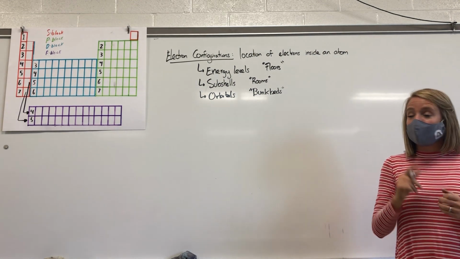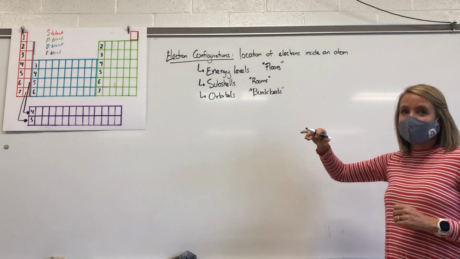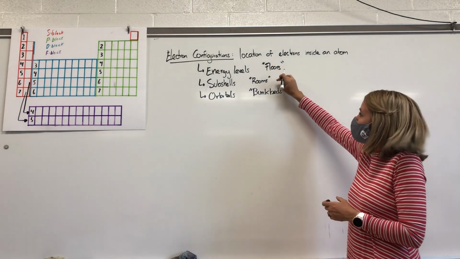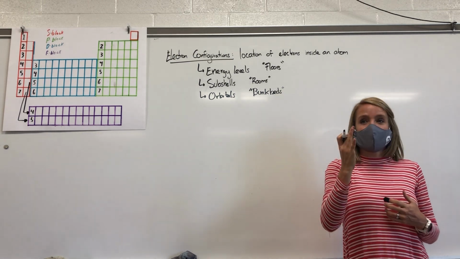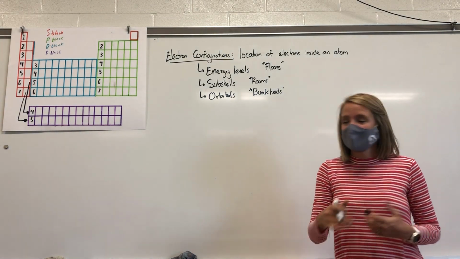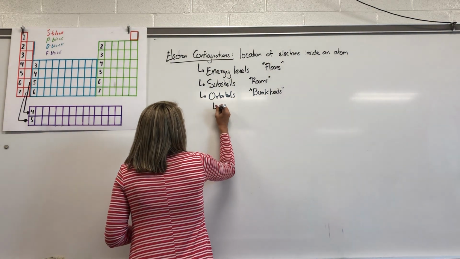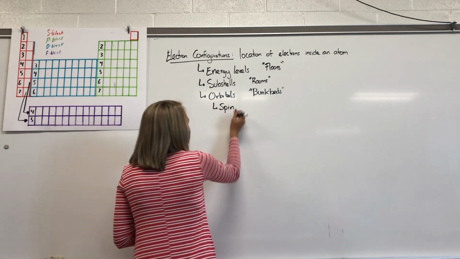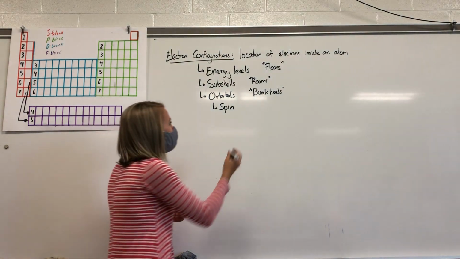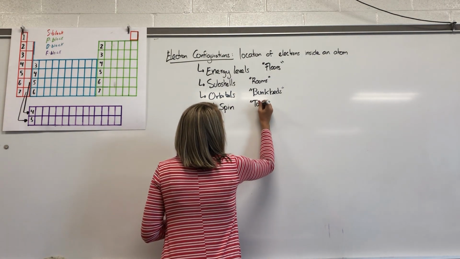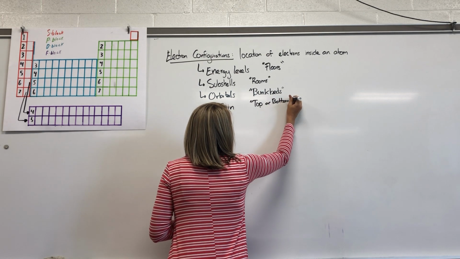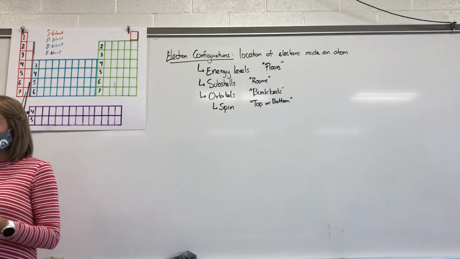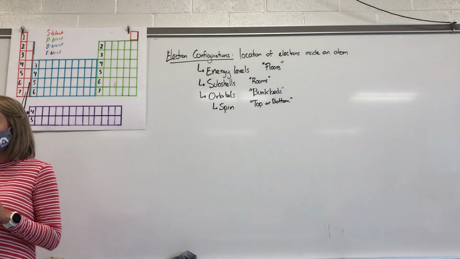Okay? So they're going to tell the electron, go to this floor, go to this room, go to this bunk bed, and then they're going to tell them to sleep on either the top or bottom bunk. And this is known as the spin of the electron. And those are all the components of an electron configuration.